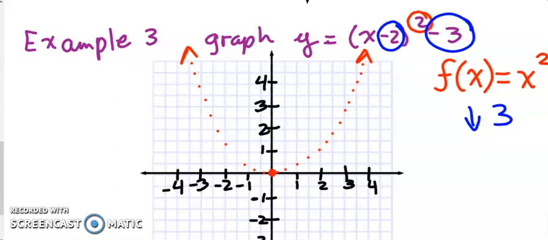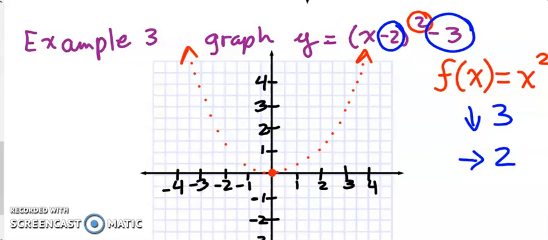And then on the inside, the b portion, it goes opposite of what you think. So if it's negative, you originally would say, okay, it's going left. But we go opposite of that, so it means we should be going to the right 2. So here, when we take this function, we're going to move it down 3 and to the right 2.